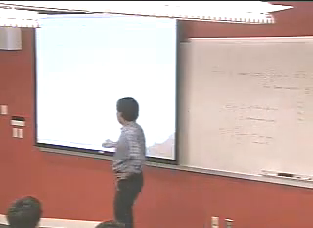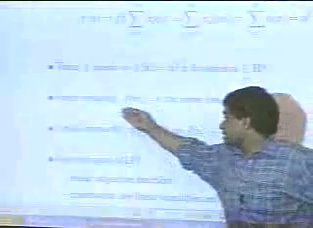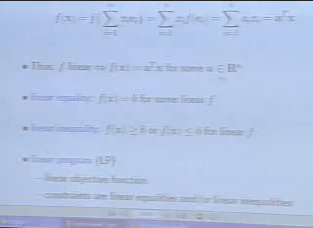So we'll call something a linear equality if it looks like f of x equal to b. This is a linear equality if f is a linear function. So all linear equalities then look like A transpose x equal to b.